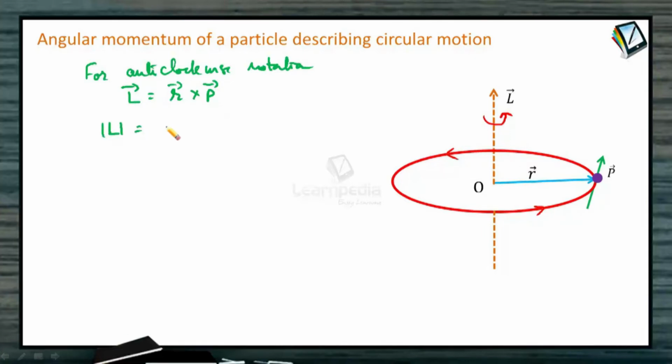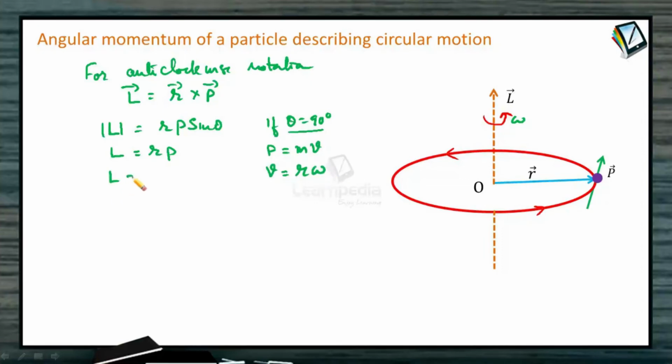Magnitude of L vector will be equal to r p sine theta. If theta is equal to 90 degrees as in this figure, p is tangent, r is the radius, angle theta is 90. So magnitude of angular momentum will be r into p, where p is m into v. V is the tangential velocity. We can also write in terms of angular velocity omega as v is equal to r omega. Then we can write this as r into m into v or r into m into r omega. Angular momentum can be written as m r square omega.